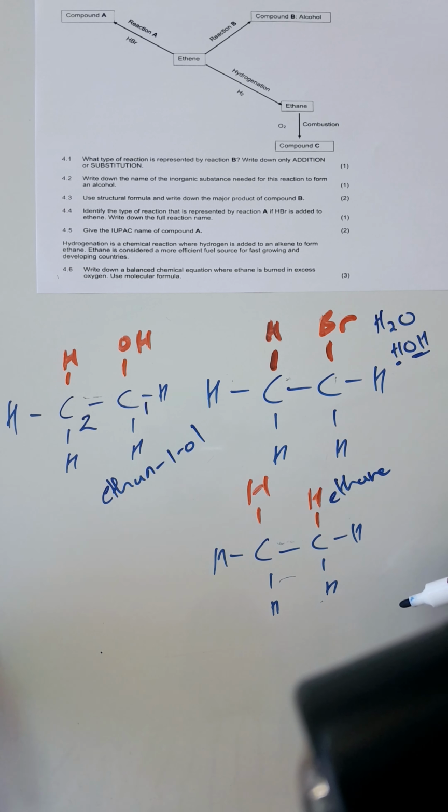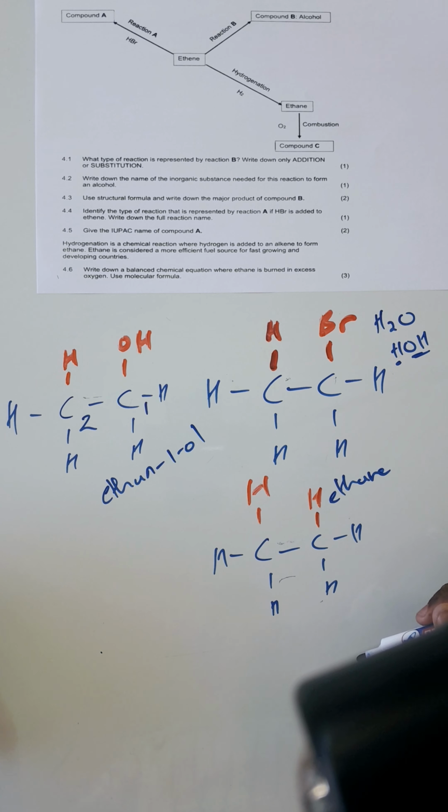So 4.1 says, what type of reaction is represented by reaction B? Write down addition or substitution. It is a reaction whereby an alkene reacts. When an alkene reacts as a reactant, it is going to be an addition reaction. So 4.1 is an addition reaction.